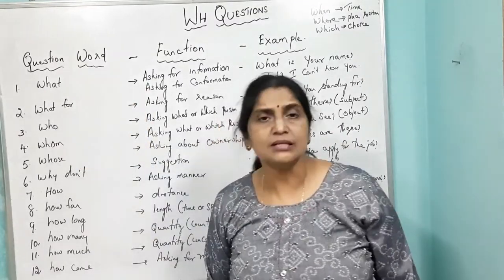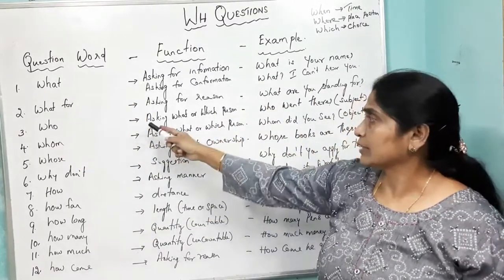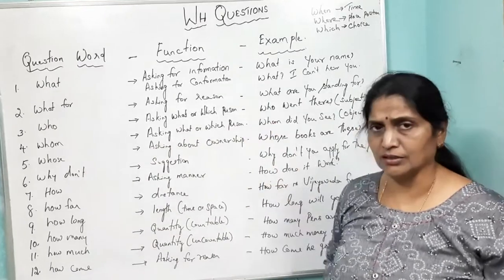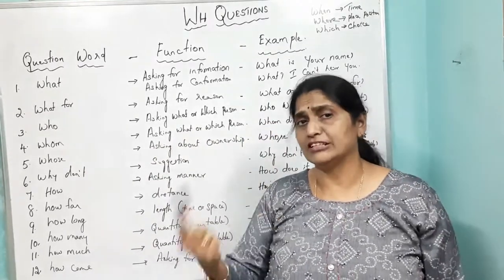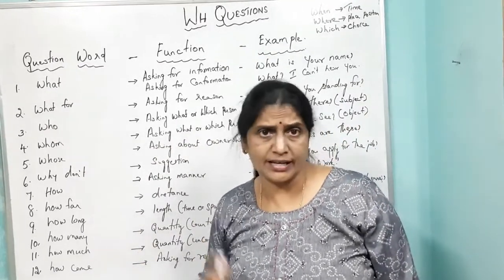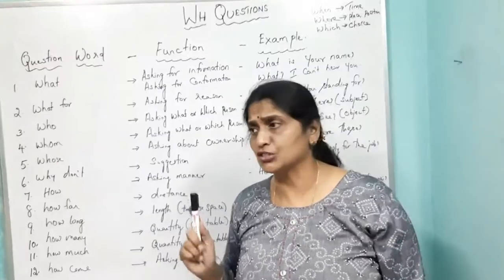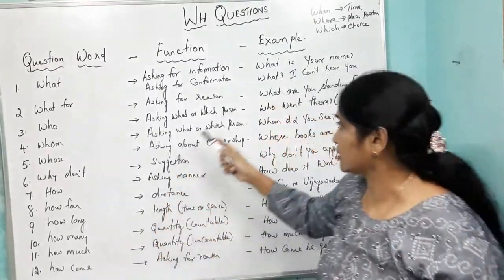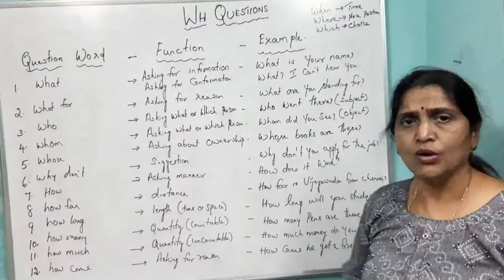Next one is a very simple one, who. That means asking what or which person. Who denotes the information about a person. Who is there? Who is your father? Who is your neighbor? Like that. So who went there?